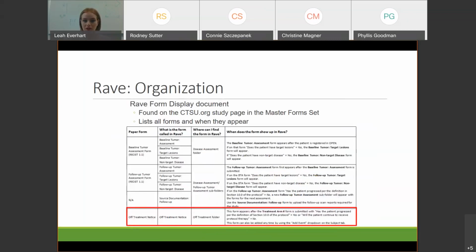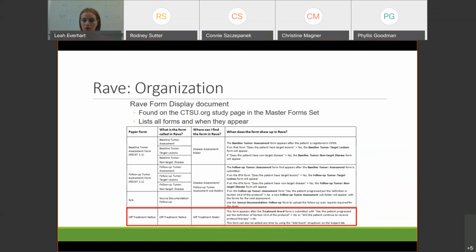And in case you have questions about when or where to find specific forms in RAVE, we create a RAVE form display document for every study. And this is available within the master form set on the study page at ctsu.org. We just want to draw special attention to the form highlighted at the bottom, the off treatment notice.